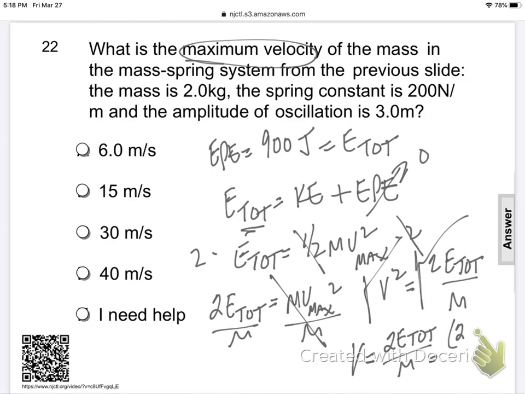So 2 times, and our total energy, we said, was 900. And our mass they gave us was 2. Whoops, forgot the square root sign. So the 2's will cancel, and we're left with the square root of 900, which is 30 meters per second.